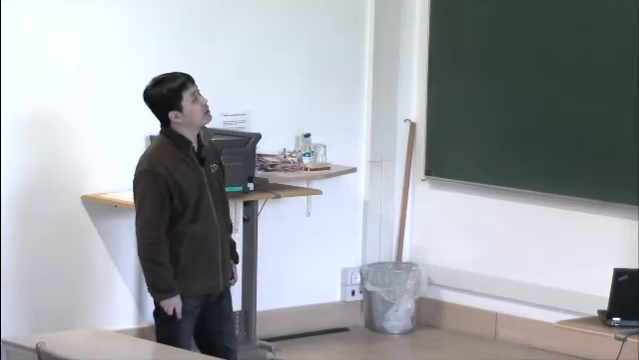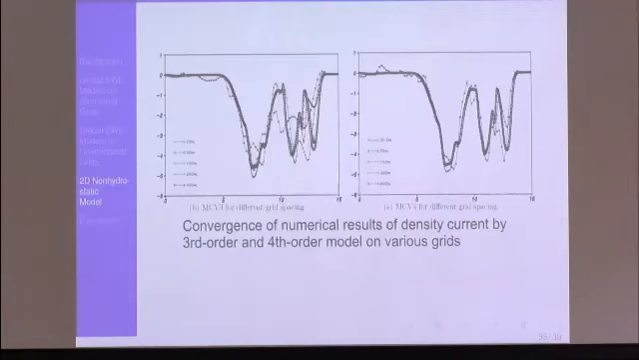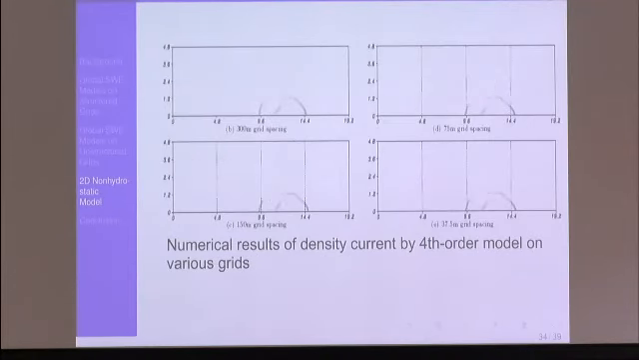Second one, the density current. Yeah, this one. It's not clear. The density current. All these results are calculated by the first order model with different resolution. Even on this very coarse grid, we can find the structures and the front. The location of the front is almost the same as in fine resolution.